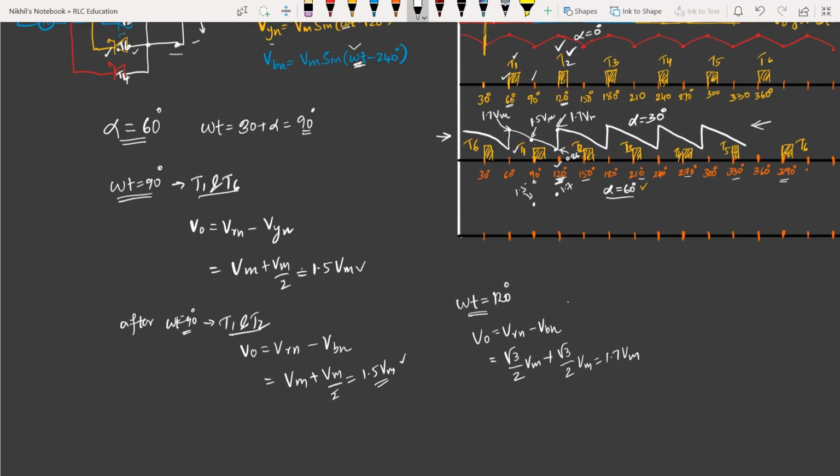Okay, at 150 degrees, let us see what happens. So again at 150 degrees, just before 150 degrees, anyhow T1 and T2 will be conducting.